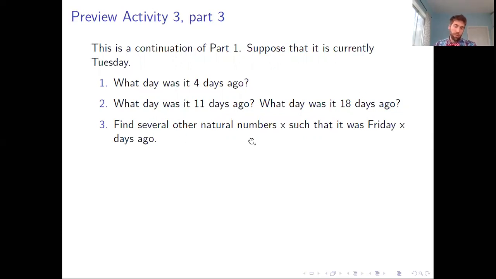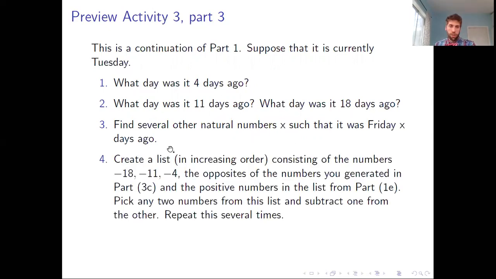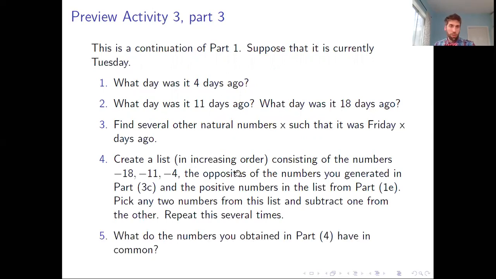Pick a bunch of other numbers. So 25, 32. And then if I make a list and pick pairs of numbers and subtract them, it's always going to be a multiple of 7 days. So always a multiple of 7 days.